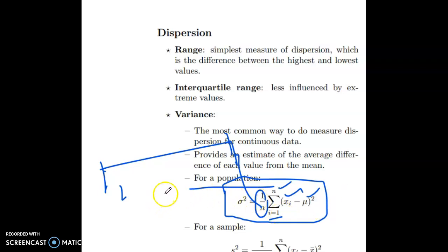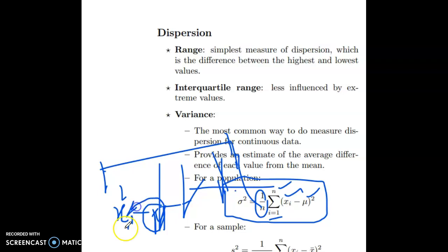Here x i is x1, x2, and so on up to xn. We have to subtract mu from each of x1, x2, x3 up to xn. Then the whole thing is squared.